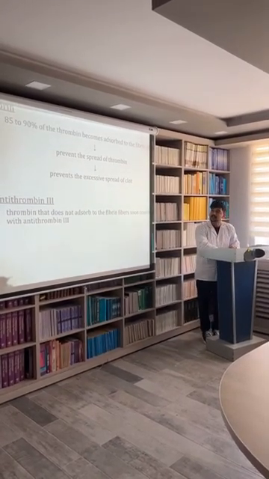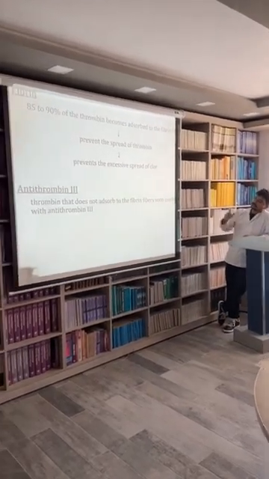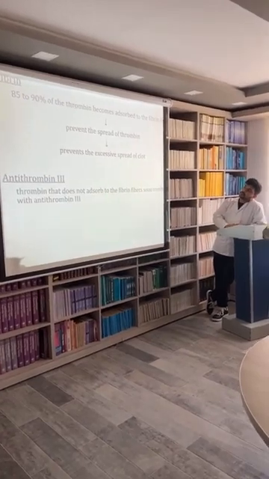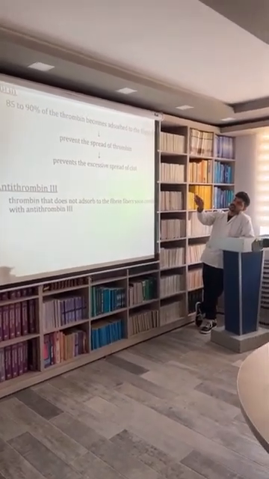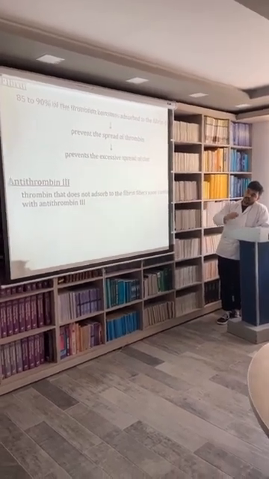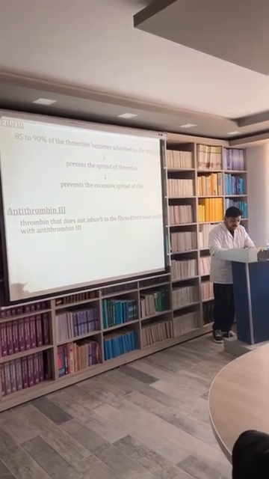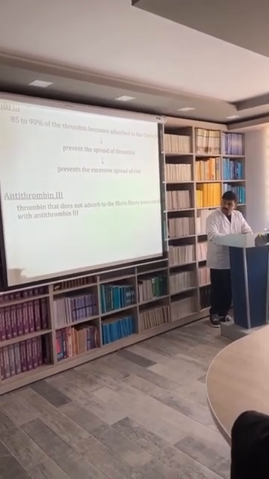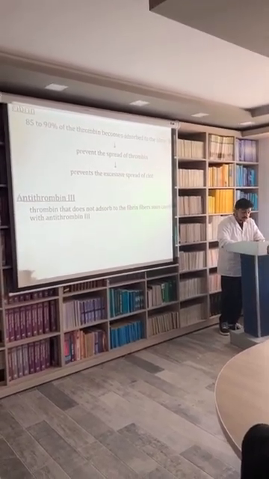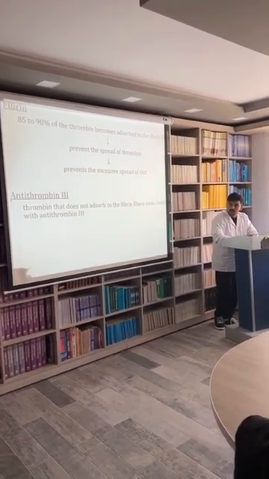Now 80 to 90% of the thrombin becomes absorbed in the fibrin, which will prevent the excessive spread of clots. Now another important factor is antithrombin 3. Antithrombin 3 also prevents further coagulation, as the thrombin does not get absorbed onto the fibers once bound with antithrombin 3.